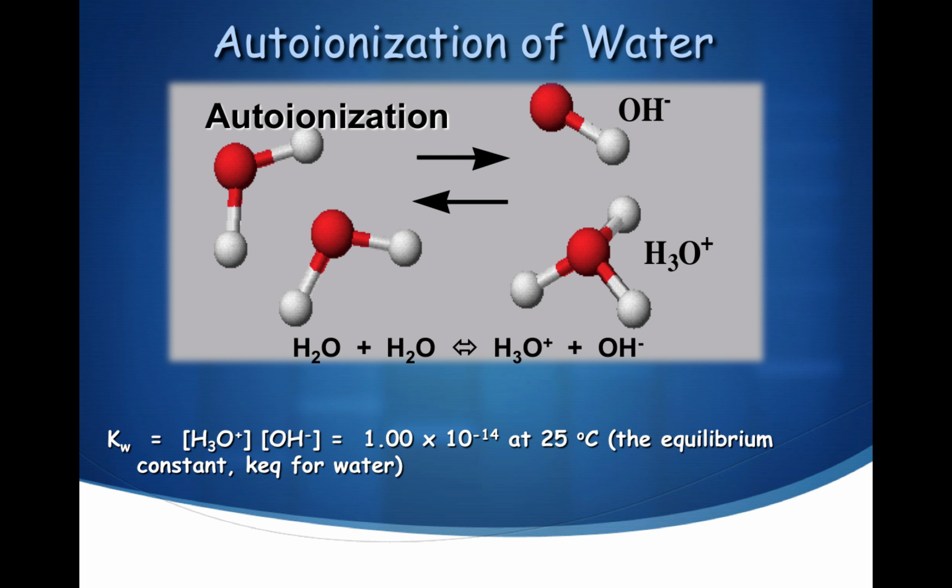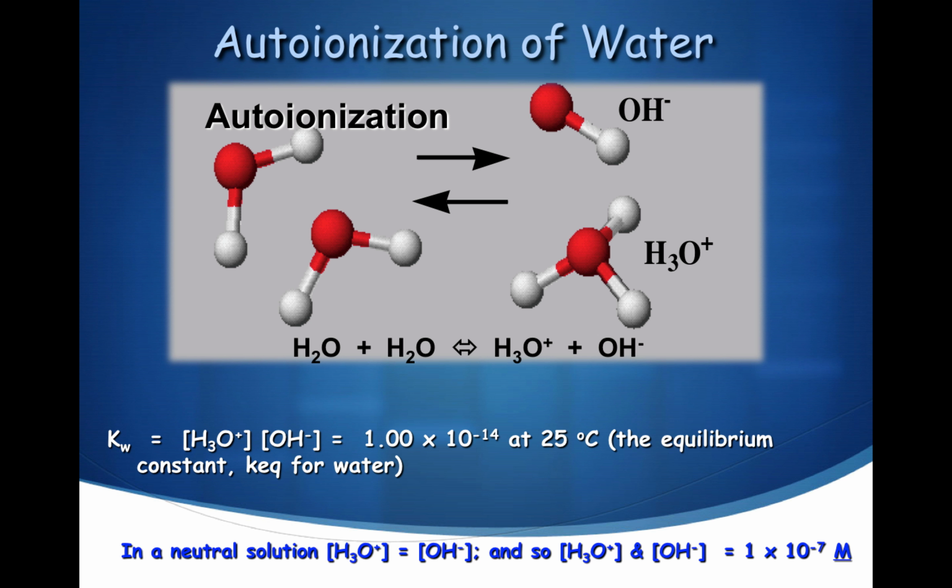If you multiply the concentration of hydronium ion times hydroxide ion, you get 1 times 10 to the minus 14 at 25 degrees Celsius. This is the equilibrium constant, the Keq for water, also known as the Kw. In a neutral solution, the hydronium ion concentration must be equal to the hydroxide ion concentration. Therefore, both have a concentration of 1 times 10 to the minus 7 molar.